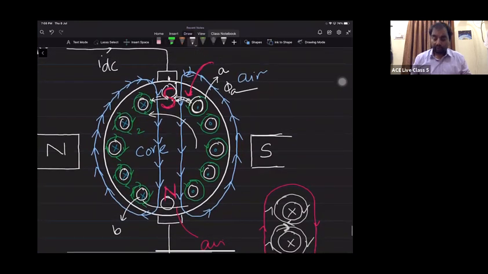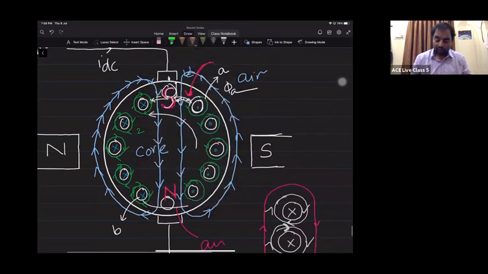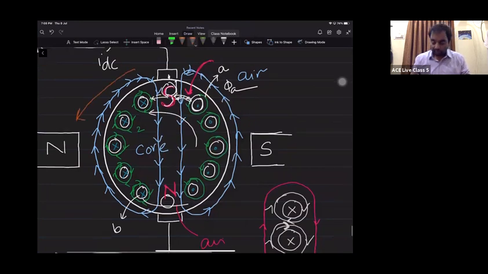So as soon as the south pole is formed here, then immediately it sees a north pole in the yoke. So what exists between the south pole and north pole? Attraction. Similarly, this north pole sees a north pole here. What exists between these two? Repulsion. Again, between this north and south, what can we see? Attraction. So between south and south, what is that? You can see a repulsion.